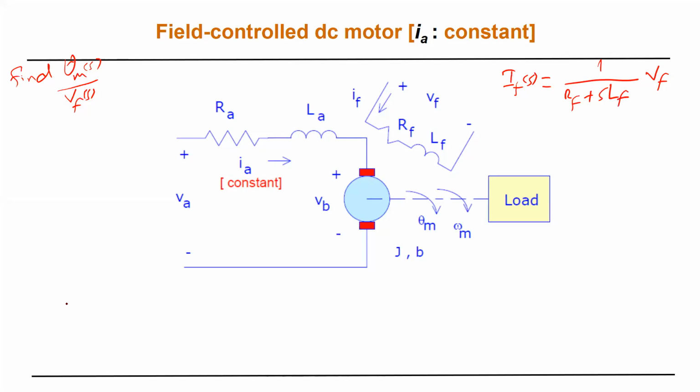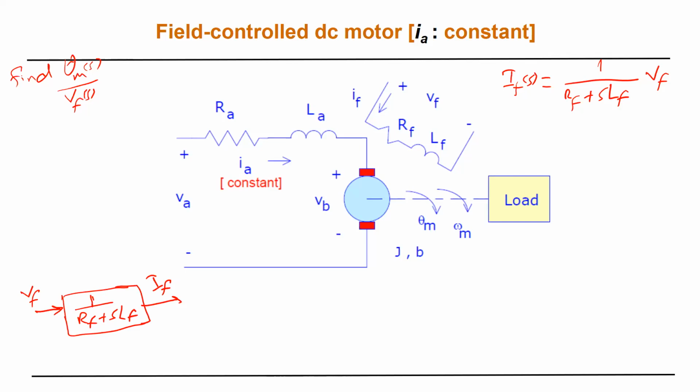So let me put them in a block diagram representation. My input is Vf, then the block 1 over Rf plus s Lf, and this will be If. Do you agree? Yes. Yes, doctor.